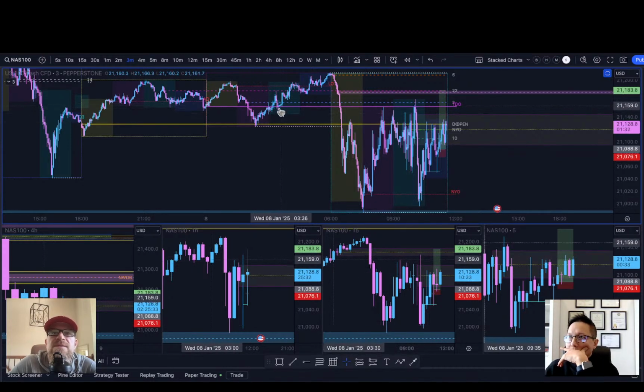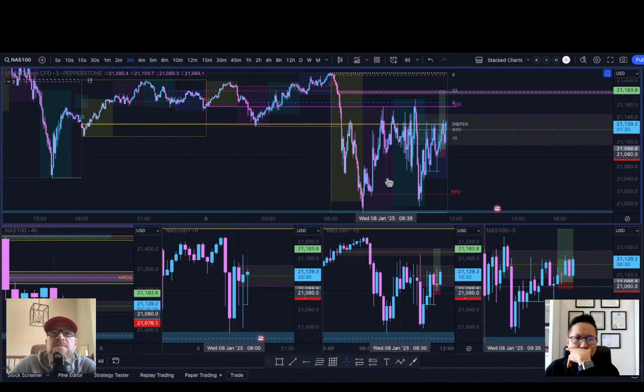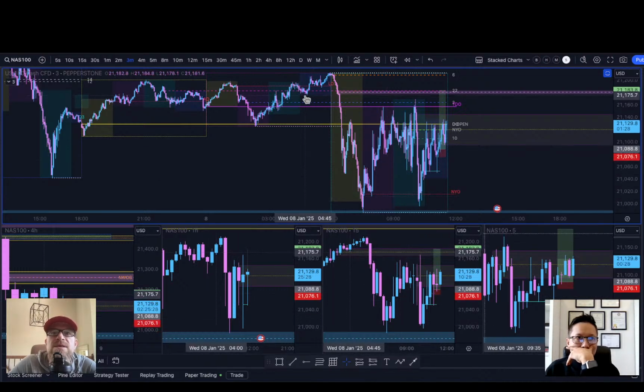Then we came up. We mitigated the teal breaker. Boom. We came all the way down. We mitigated the... we just missed this one. The change happened there.